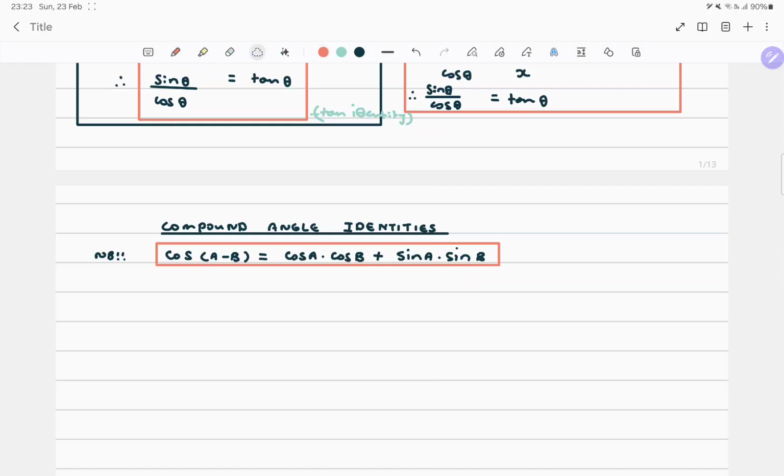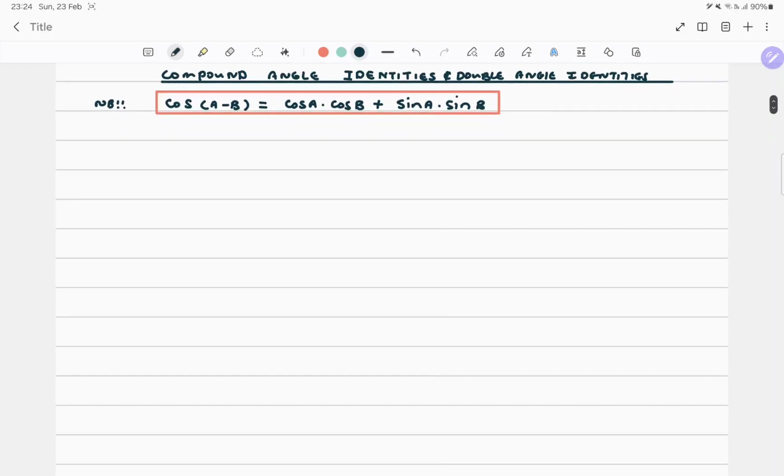In fact, we may even stretch this and say compound angle identities and double angle identities, because in grade 12 you get introduced into this. Again, I know most teachers just tell you this, go through it, and you just go through it, but it's nice to know where they come from. Now, to get this done, how do we do it?